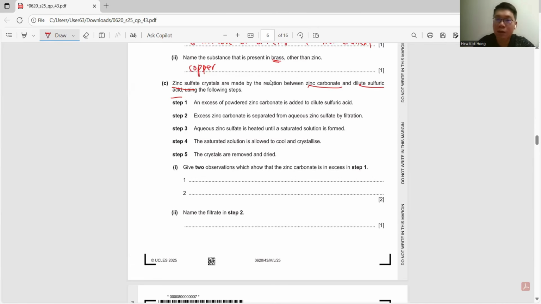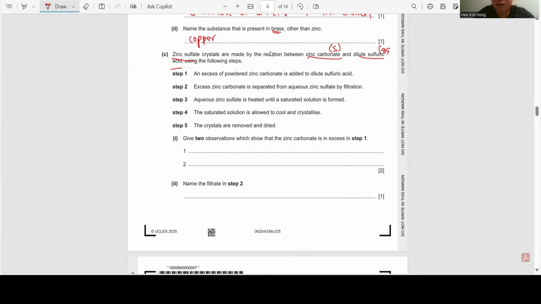C. Zinc sulfate crystals are made by the reaction between zinc carbonate and dilute sulfuric acid using the following steps. This is solid, this is aqueous. So as long as we have excess of this solid, we can form pure zinc sulfate by filtering out zinc carbonate, to ensure dilute sulfuric acid is used up. So step 1, excess powder zinc carbonate is added to dilute sulfuric acid, separated by filtration, heated until saturated solution is formed, cooled and crystallised, removed and dried.